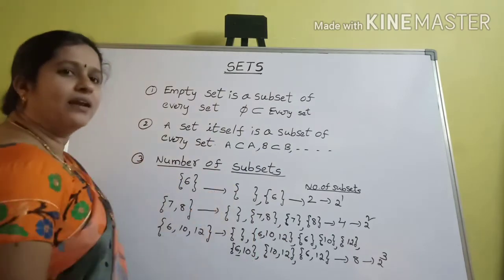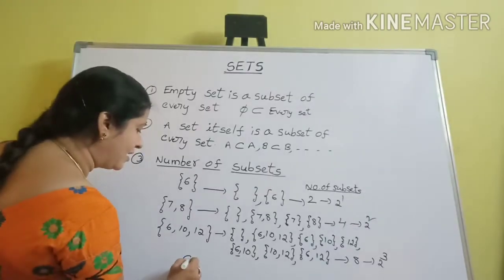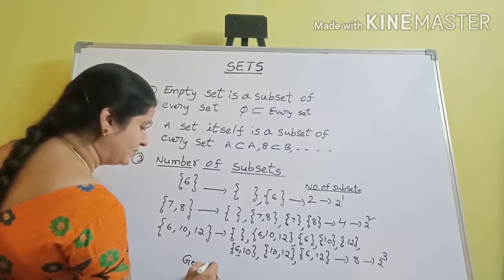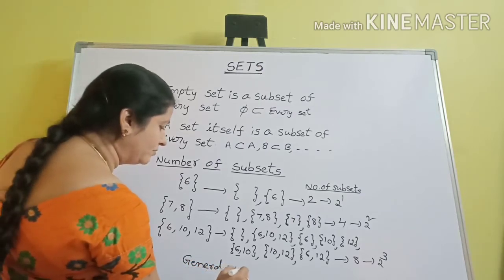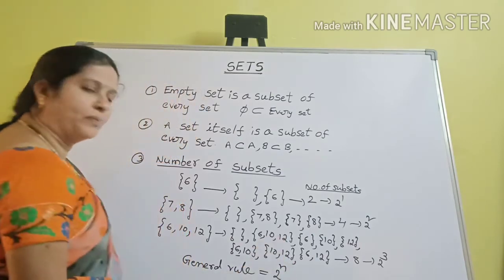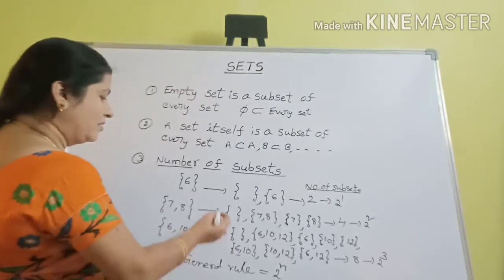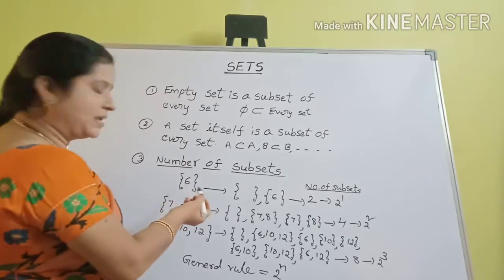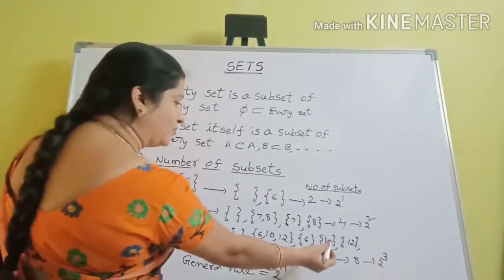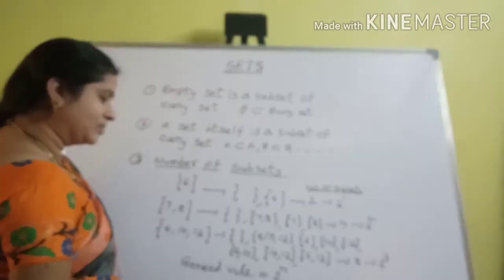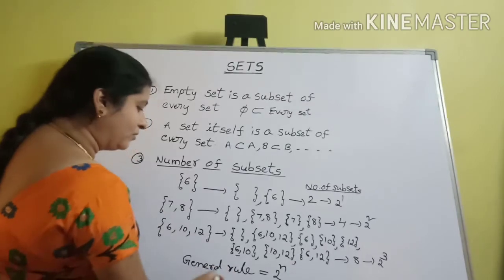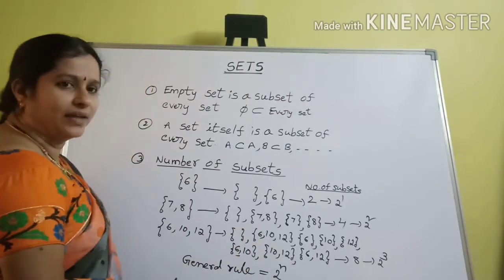So what is the general rule? What is the general rule to find the number of subsets? General rule equal to 2 power n. Suppose in a set number of elements 10 is there. We can't write all the subsets like this. It is impossible. So for our easiness, we can use the general rule, 2 power n.